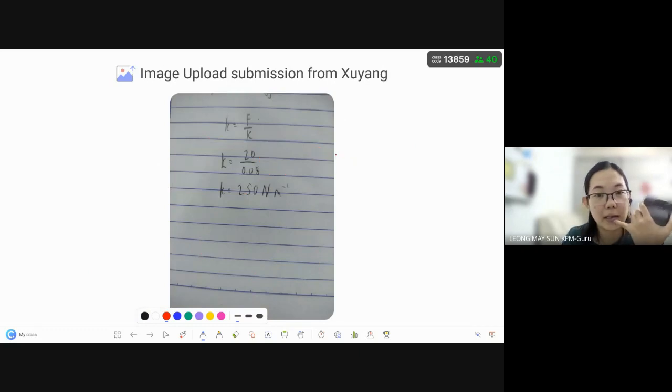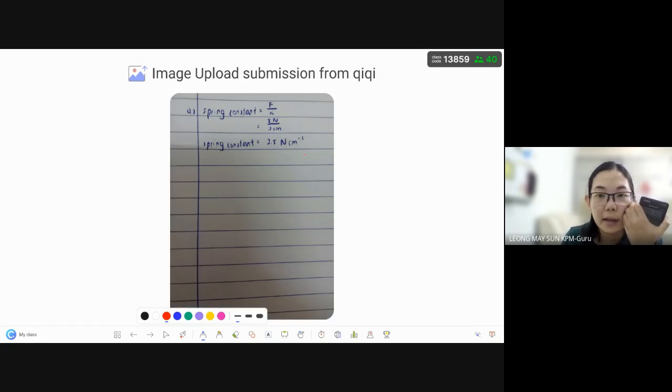Next, here also, Xu Yang actually changed it to meter here already. So here I can accept the answer, but again, this part, you're supposed to be finding it from the gradient. Then over here, also the same thing. Here can be accepted, but this part, try to use the proper, correct method to do it.